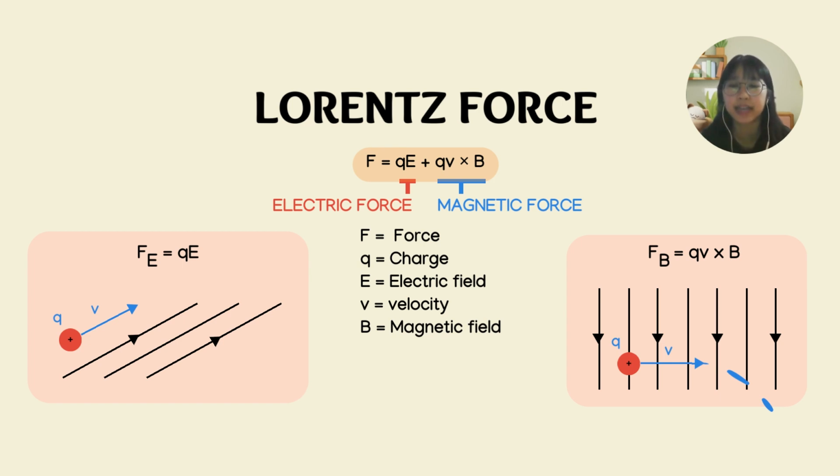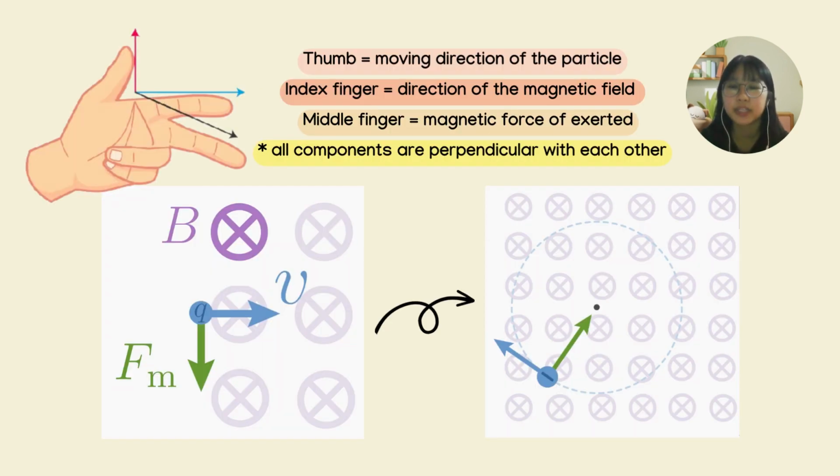On the other hand, for magnetic force, the charge experiences no force when it stays stationary, but it experiences force when it is moving. The force exerted by a magnetic field on a moving charged particle causes it to move in a circular path. We can use left-hand rule and right-hand rule to determine the direction of the particle after pushing by the force. The left-hand rule is for the negatively charged particle, while the right-hand rule is for the positively charged particle. Our thumb represents the moving direction of the particle, index finger represents the direction of the magnetic field, while middle finger represents the magnetic force exerted, and all components are perpendicular with each other.